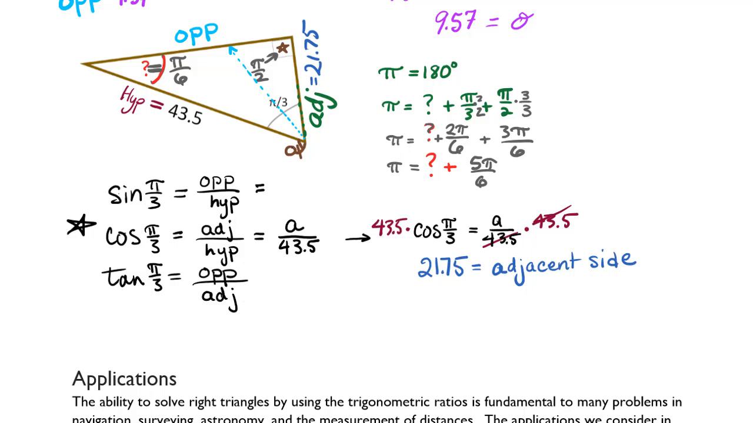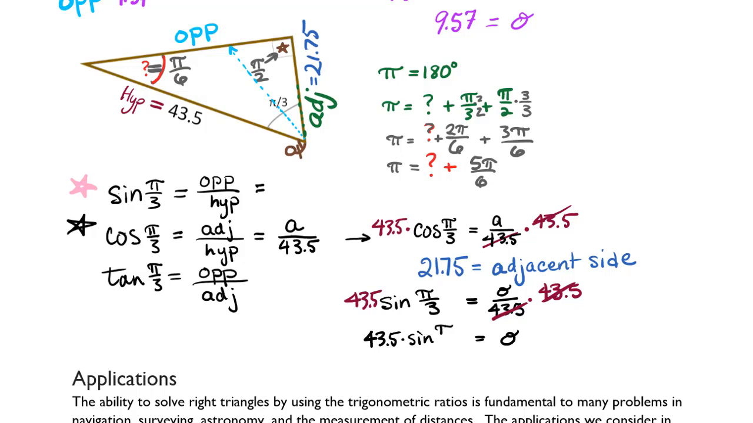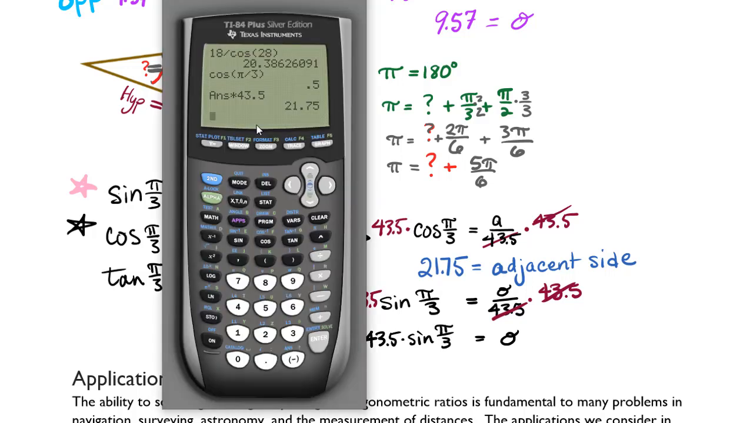The best way to do that would be sine of pi over 3. Sine of pi over 3 equals opposite, which we don't know, over hypotenuse, which we do know, 43.5. Again, I'll clear my fraction by multiplying by 43.5 on both sides and reduce or clear the fraction on the right. So opposite is equal to 43.5 times sine of pi over 3. And we can calculate that.